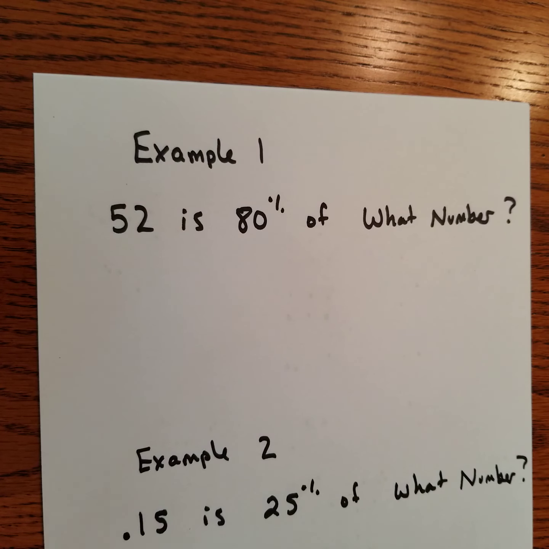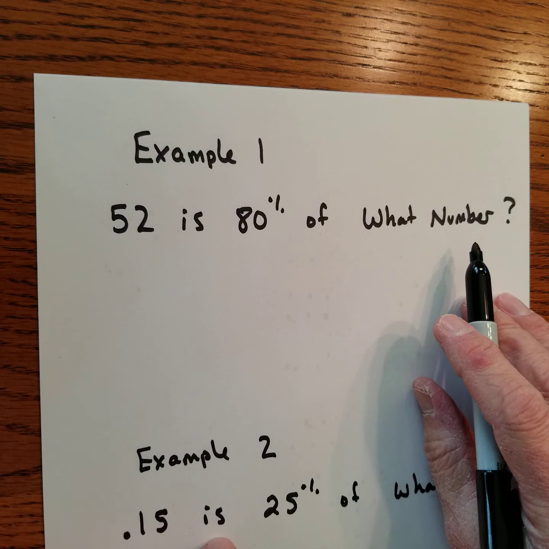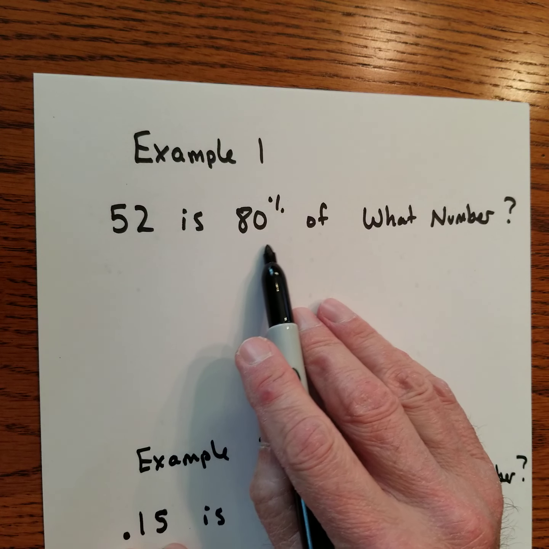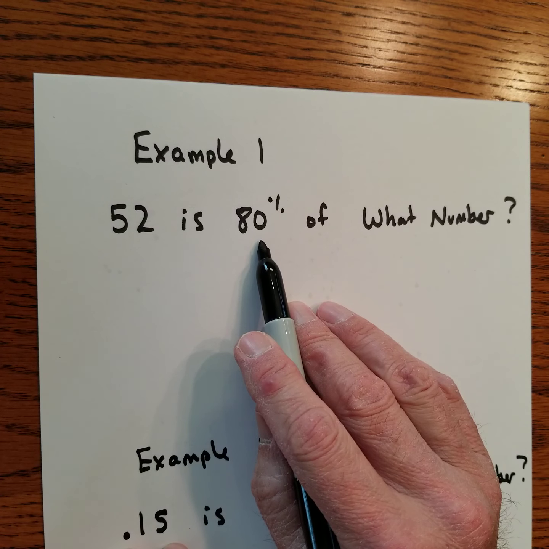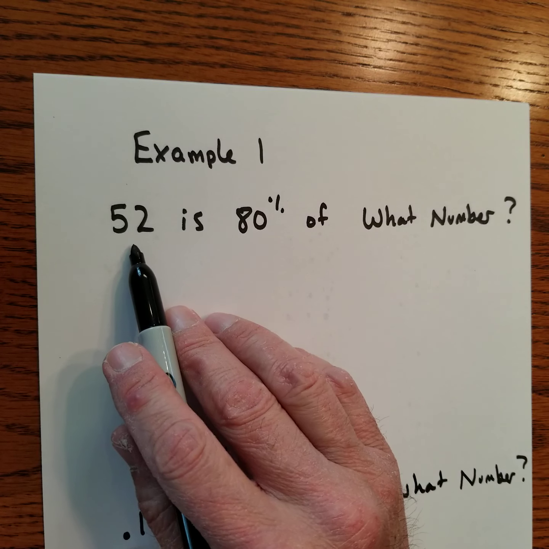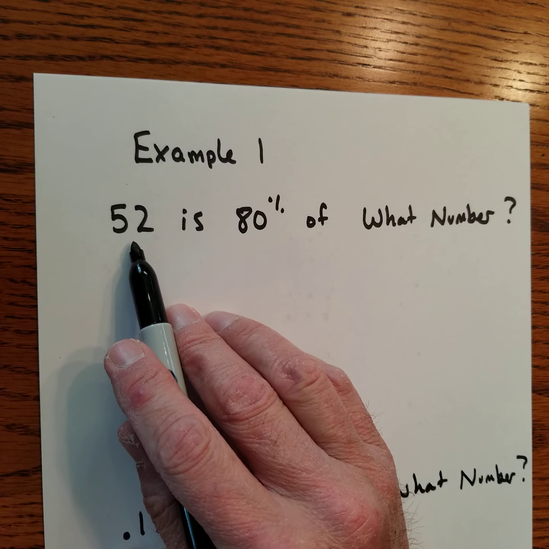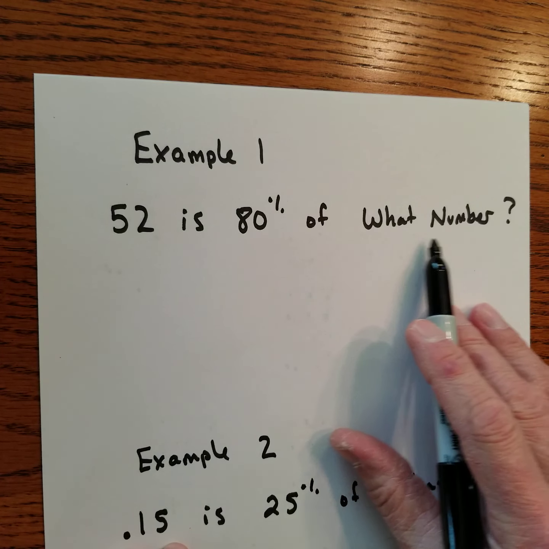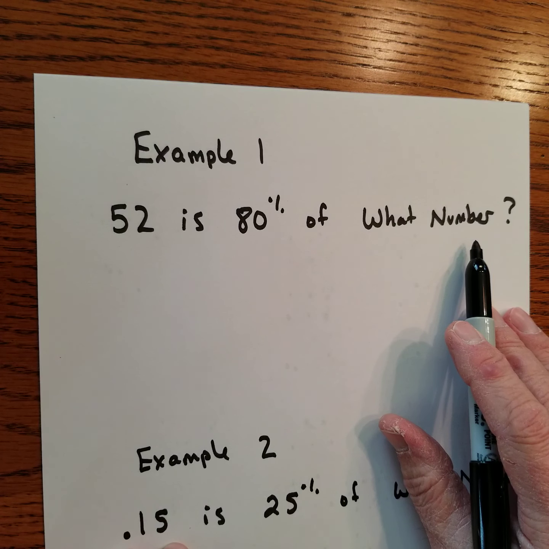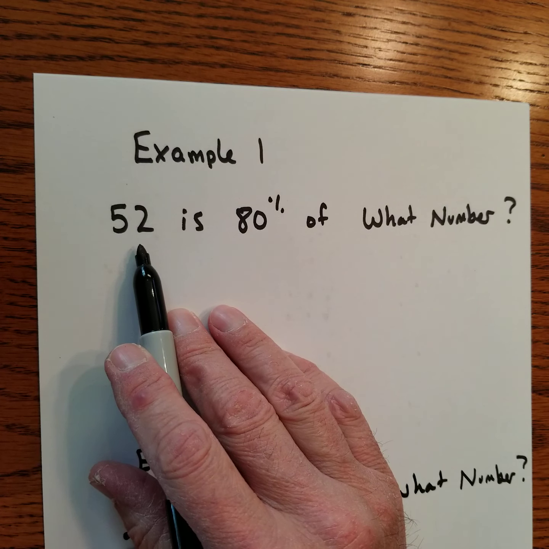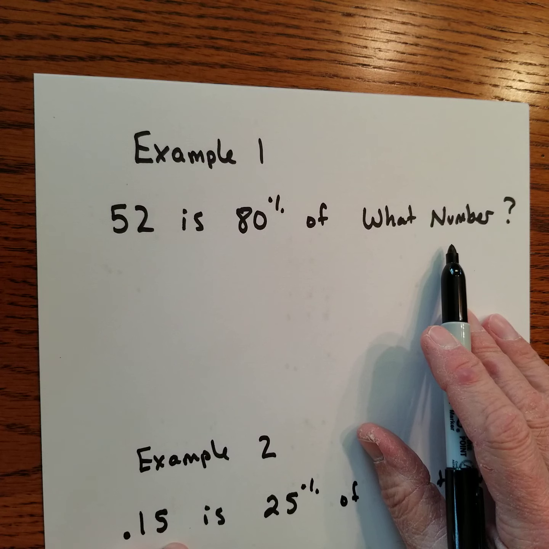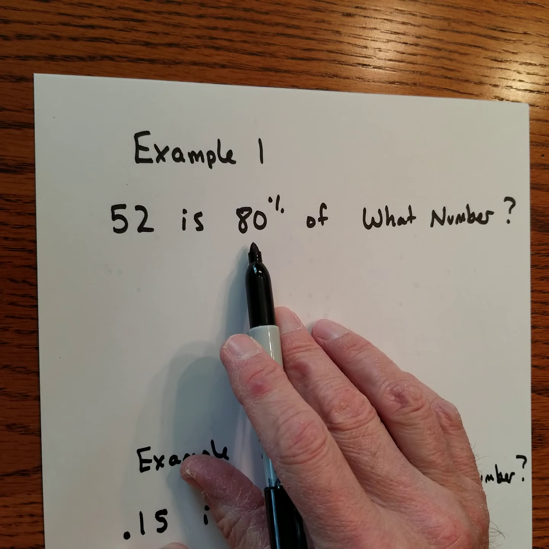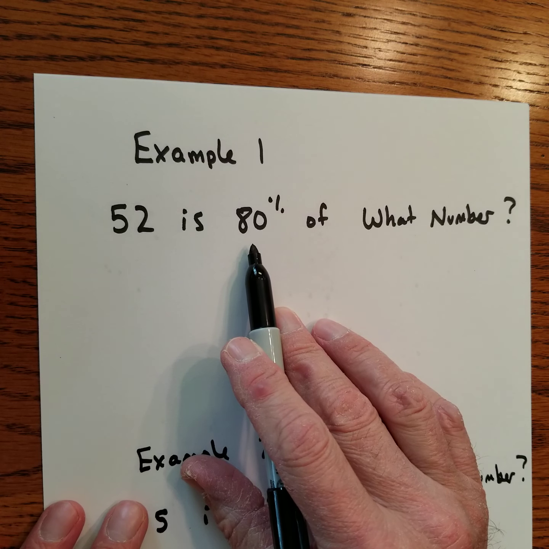Let's try some examples now that look like your homework. 52 is 80% of what number? This could be a problem about taking a test. And if you take a test and get 80%, that's a pretty good grade. 52 would be the number of problems you got right. We're looking for the total number of problems on the test. If you got 52 right, your answer better be bigger than 52 because you didn't get them all right. You only got 80% correct.